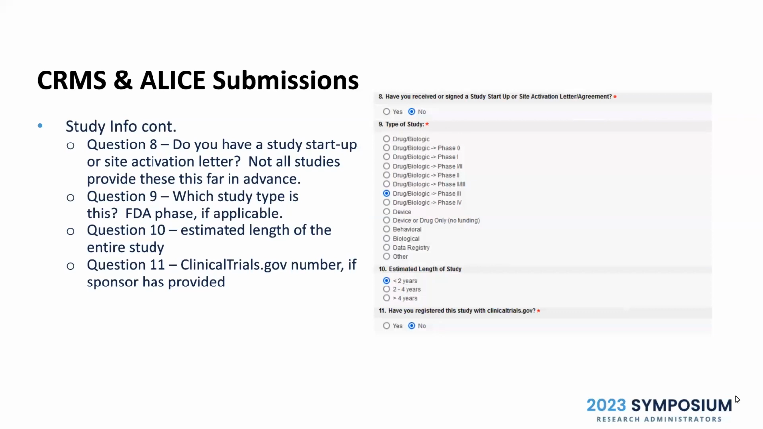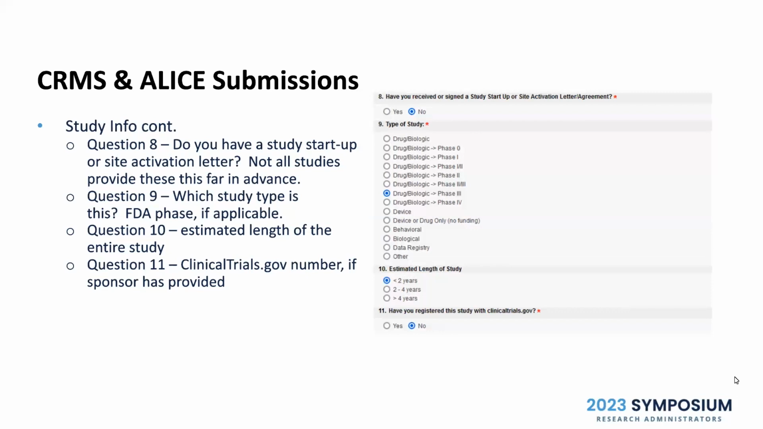The estimated length of the study, this is for the entire study. So this would be from first subject enrolled to last subject completed for the entire study. And it's important to do that because then you're not having to go in and constantly amend the end date in the system once you have it approved.